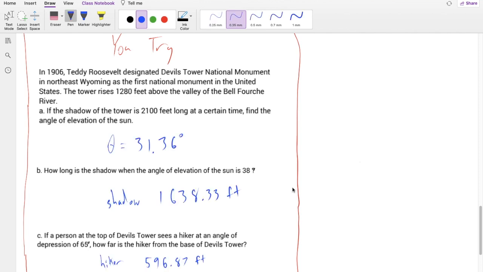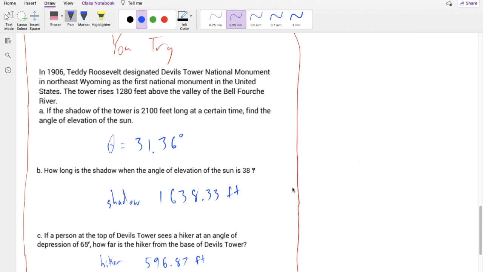On part A, you would have found the angle of elevation of the sun to be 31.36. The elevation of the sun is you being on the ground and looking up to the sun, basically. For B, you would have wanted to make a second triangle and solve this one. The shadow is 1,638.33 feet long.